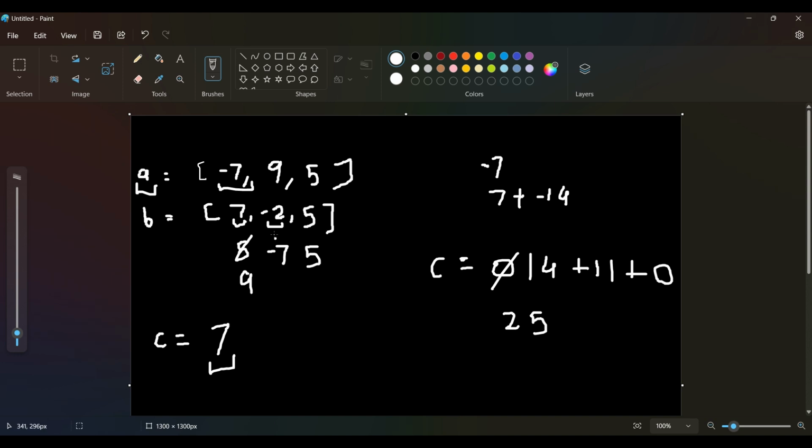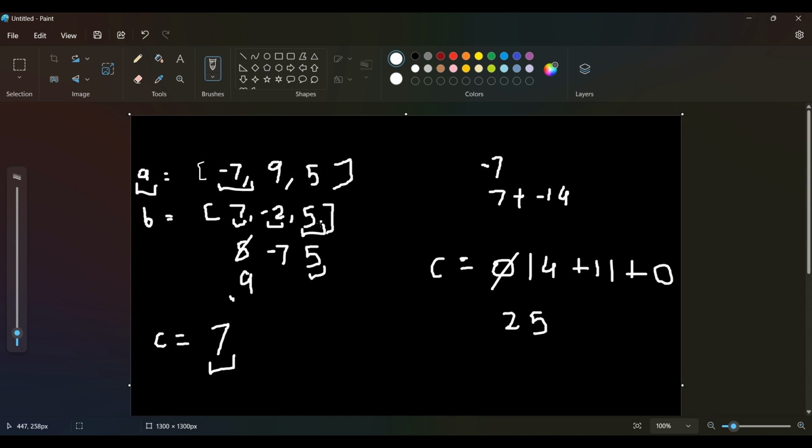Do observe carefully here. Can I take 5 for minus 2? No, right? Because in that case the cost will be maximized. I mean, it would not be the minimum cost. Because if I take 5 for minus 2, then for 5 I would have to take 9 or minus 7, so that is not possible. So basically for minus 2 I have to take minus 7 only, right?